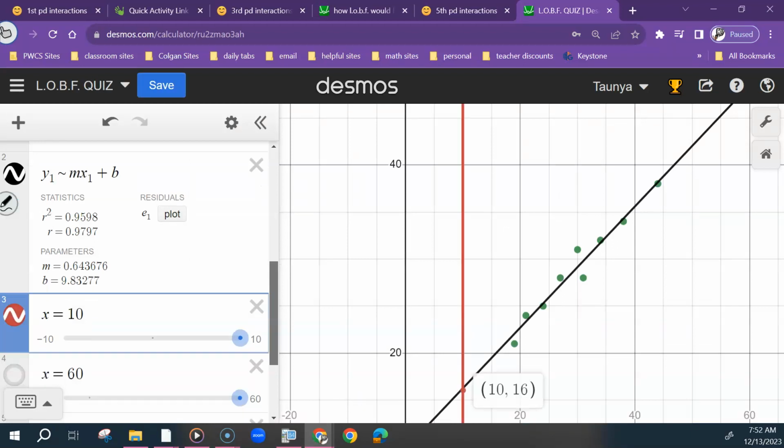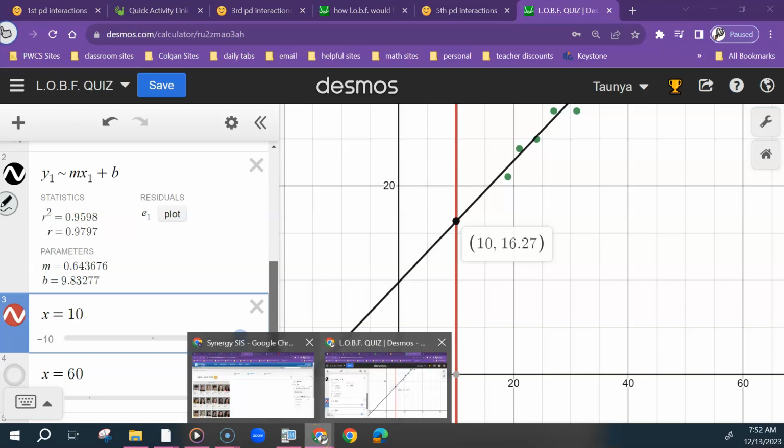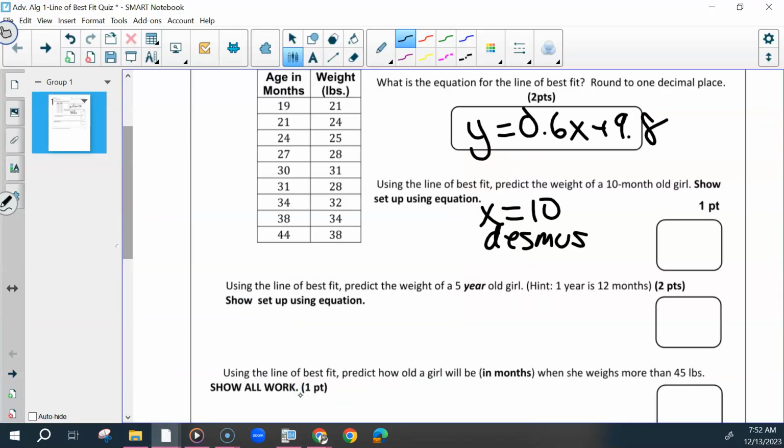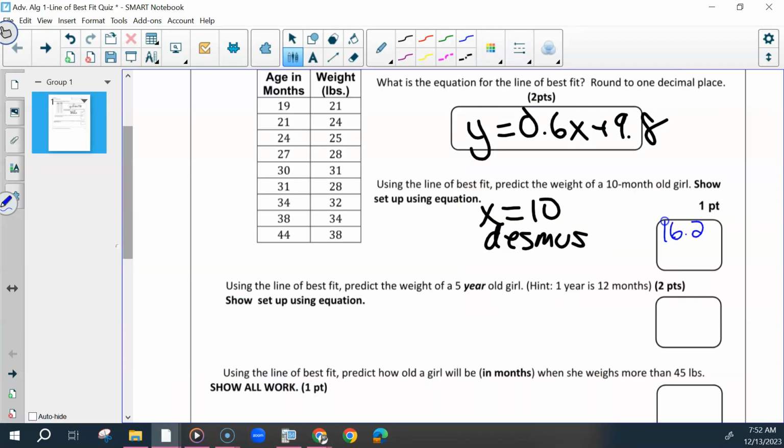And found where those two lines cross. And then you could have either written 16.27 or rounded it to 16.3. And then you needed labels. You have to say it. Yes, you do. She literally said that. Because this is a real world scenario and this is looking for the weight, so pounds.